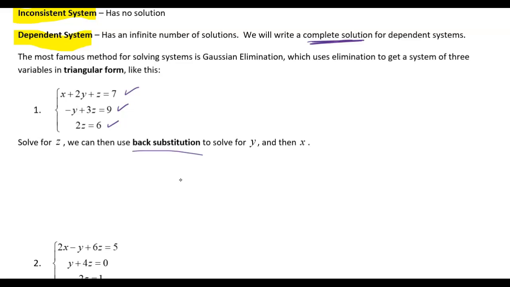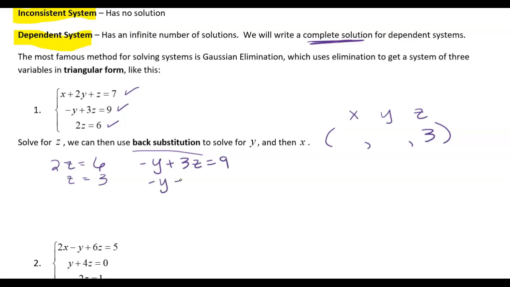So you want to start with your third equation, and you can solve that for z pretty easily just by dividing both sides by 2. All right, and that means our z value of our solution is going to be 3. So remember, you're working with three variables here, so you want to think about x, y, and z in your solutions.